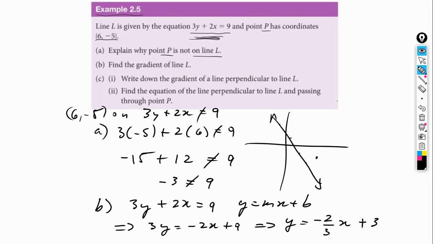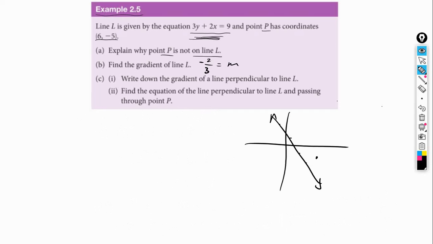So this is the equation of the line that we just rearranged. And now we have the slope. The gradient or slope for line L is going to be minus 2/3. So for B, we just found that the gradient of line L is minus 2/3.